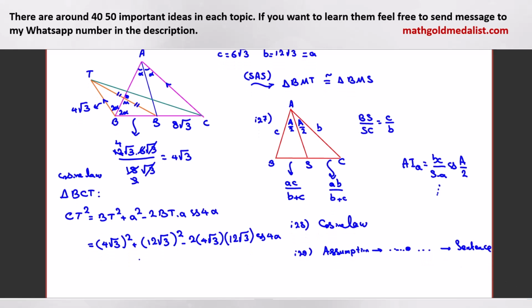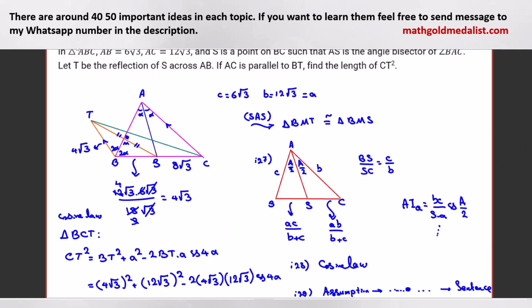Let's simplify. Here it is 16 times 3, 48. 144 times 3 minus 2 times 4, 8, 8 times 12, 96 times 3 times cosine 4 alpha. Now we need to find cosine 4 alpha, and here we should see, can we find, for example, cosine 2 alpha or not? We can find easily cosine 2 alpha. Why? Let me explain for you, with an easy way you can calculate.